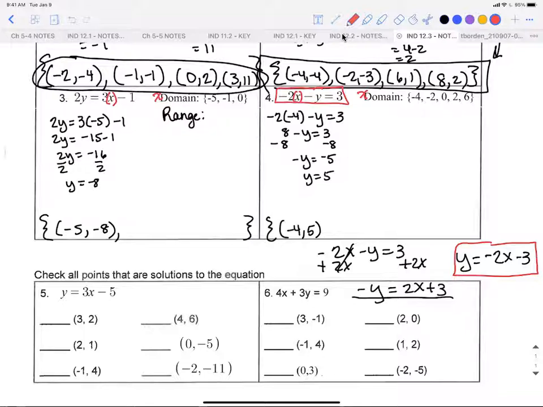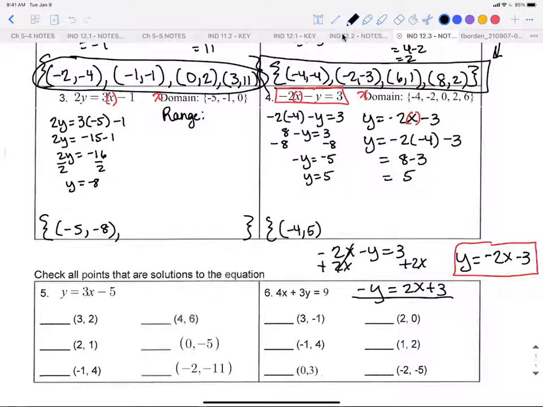Now let's do that exact same one. Let's plug in negative 4. Okay, so y equals negative 2x minus 3. Where there's an x, let's plug in that negative 4 that we just did. Y equals negative 2 times negative 4 minus 3. Negative 2 times negative 4 is 8. See how I get the same answer?